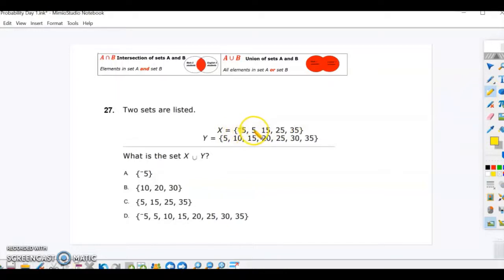I've got -5. It's not in both of them. There is a 5 in both of them. I don't want to list that out twice. There's a 15 in both of them. There's a 25 in both of them. So we just want to make sure we don't list any of those twice. And the answer would be D. Those are all of the numbers in both sets. Notice they put them in order from least to greatest.